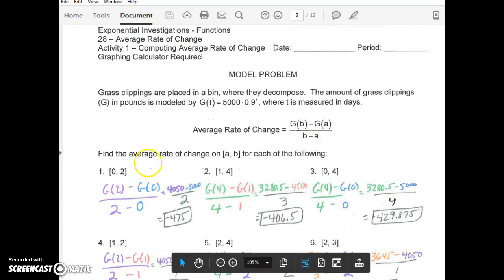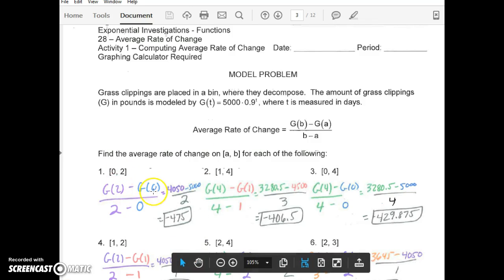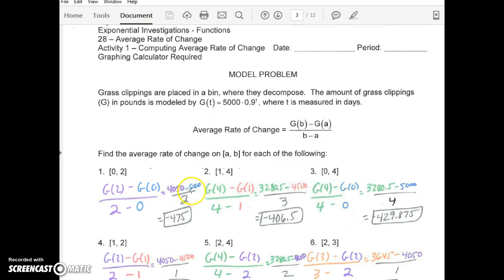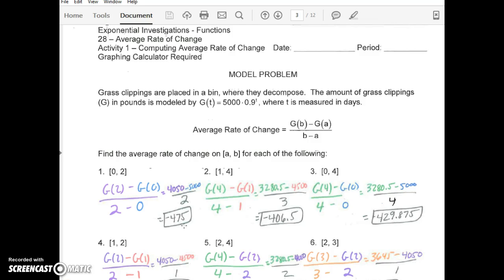So to do this, what I did is I actually went ahead and I went to my graphing calculator, and I typed this into y equals. I typed 5,000 times 0.9 to the T. Then I used my table of values to find these different pieces. So using the formula, it says find G of 2 minus G of 0 over 2 minus 0, because 2 is B and 0 is A. And when I do that, I'm going to go ahead and simplify that fraction down. I end up with negative 475. What that tells me is that the grass clippings are decreasing on that interval at about 475 pounds per day, because that's the measure of time in this case.